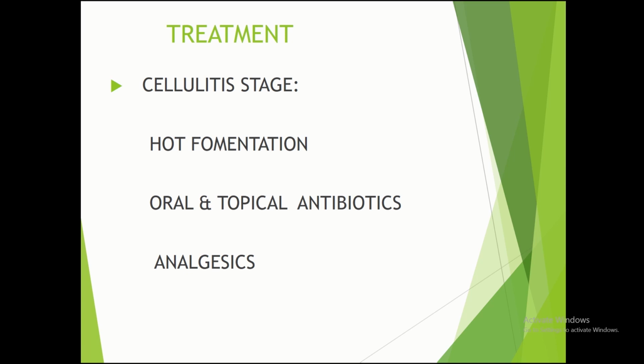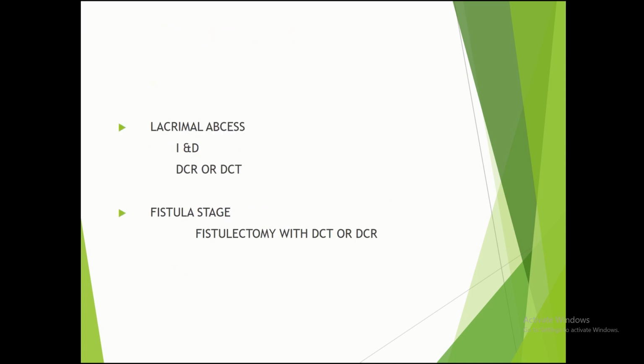Analgesics and anti-inflammatory drugs can be given to control the inflammation. When it goes to the stage of lacrimal abscess, you have no other option but to do an incision and drainage, and this can be followed by a dacryocystorhinostomy or a dacryocystectomy. Suppose it has gone to the fistula stage, you have to do a fistulectomy with the DCT or a DCR.